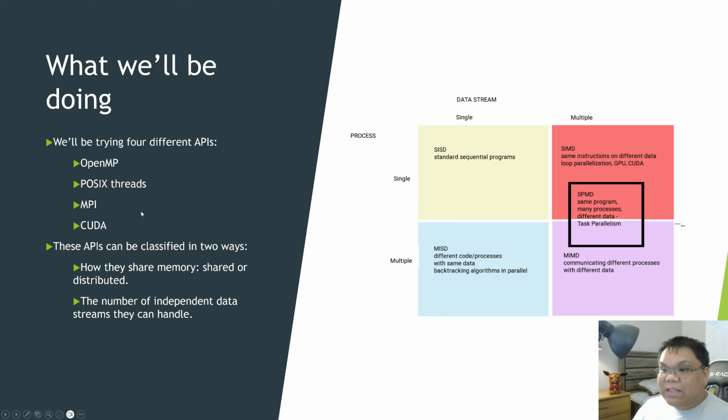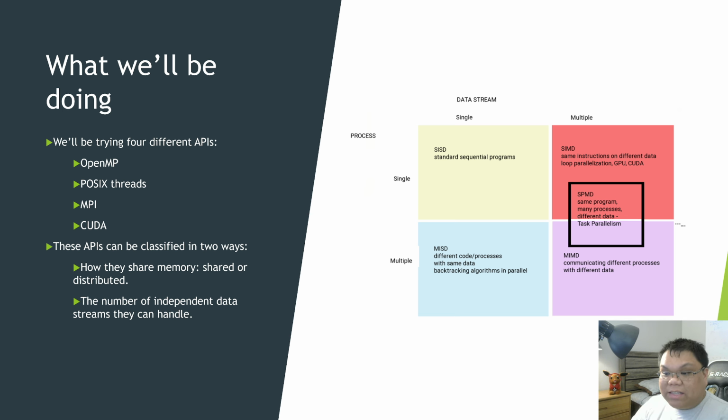So what we'll be doing is, it says we're going to be trying 4 different APIs, but we're going to really focus on 3 of them. And the order is wrong. We're going to look at pthreads. It's called POSIX threads, but pthreads is short for POSIX threads. Pthreads, OpenMP, and then MPI.